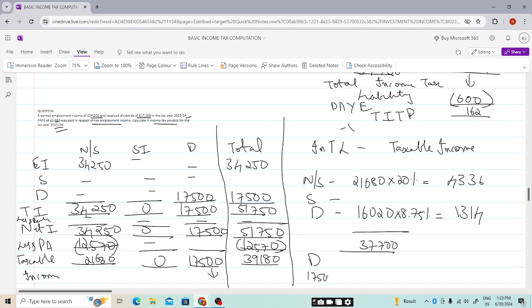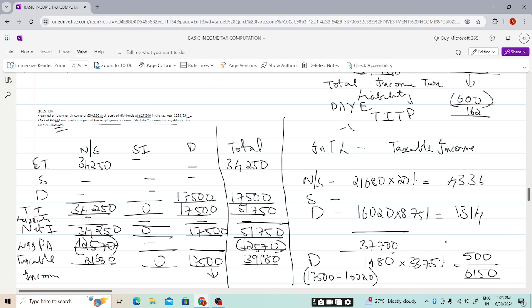So the dividend income above the basic rate limit is 17,500 minus 16,020. What is this amount? This amount is 1,480. This will be taxed at the higher rate. What is the higher rate for dividend? 33.75 percent. So this will give rise to an income tax liability of 500. So our total income tax liability will be 1,814.